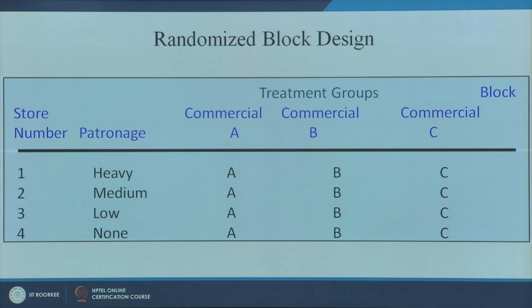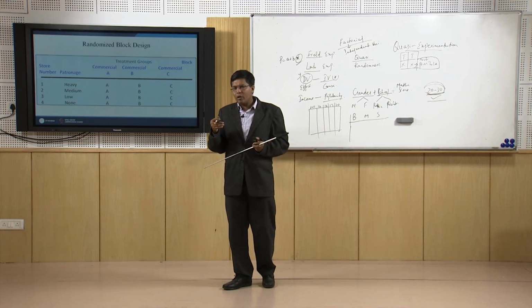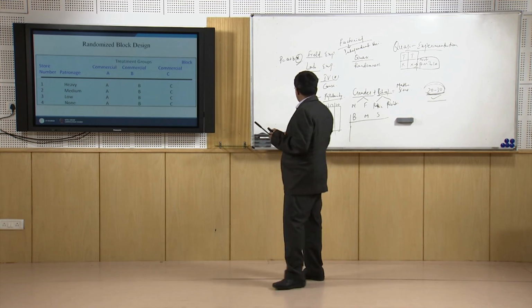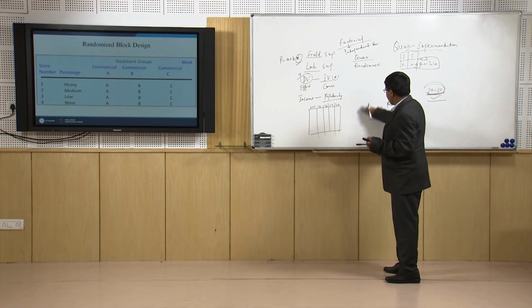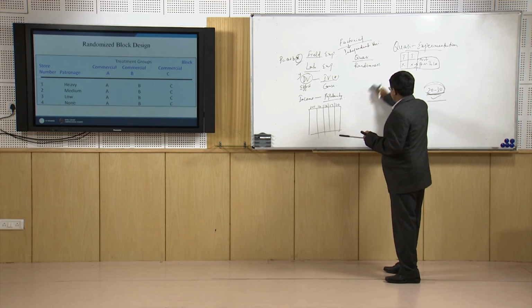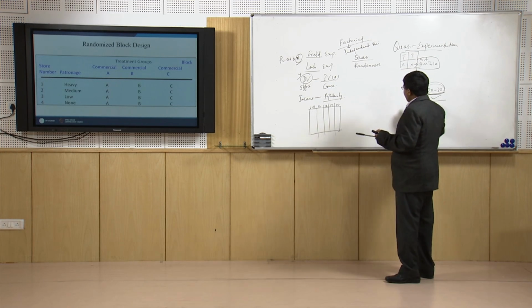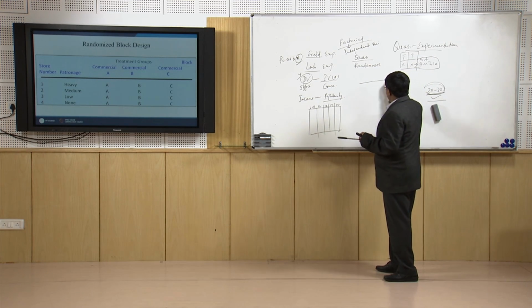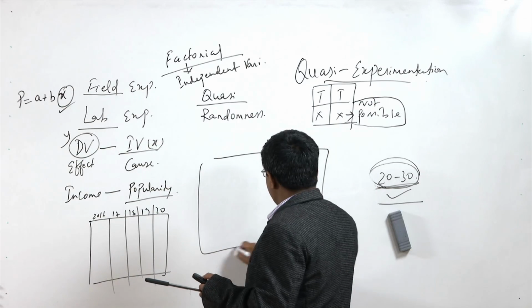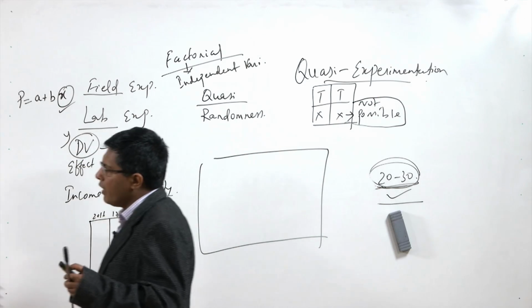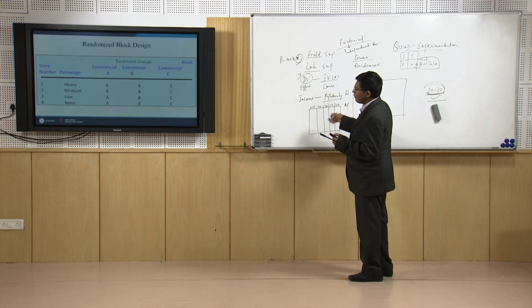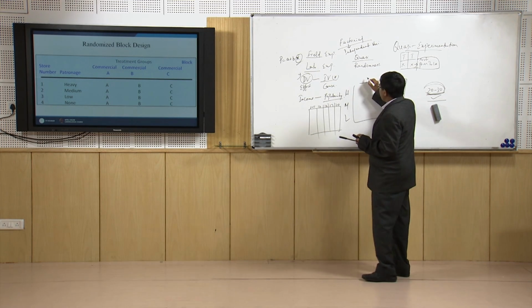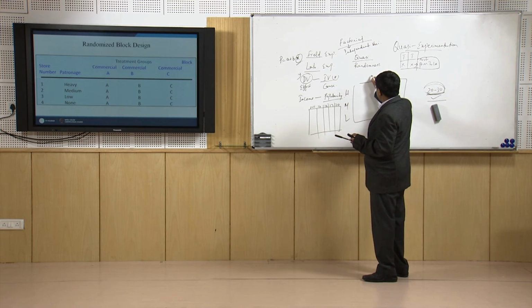Although this is a randomized block design, sometimes we also use, before this, something that is not in this slide, which we call a completely randomized design. I will show you on the board. Now, what is a completely randomized design? Suppose in this case you would have taken, let us say, heavy, medium and low, let us forget the fourth one, and let us say we take the commercials.